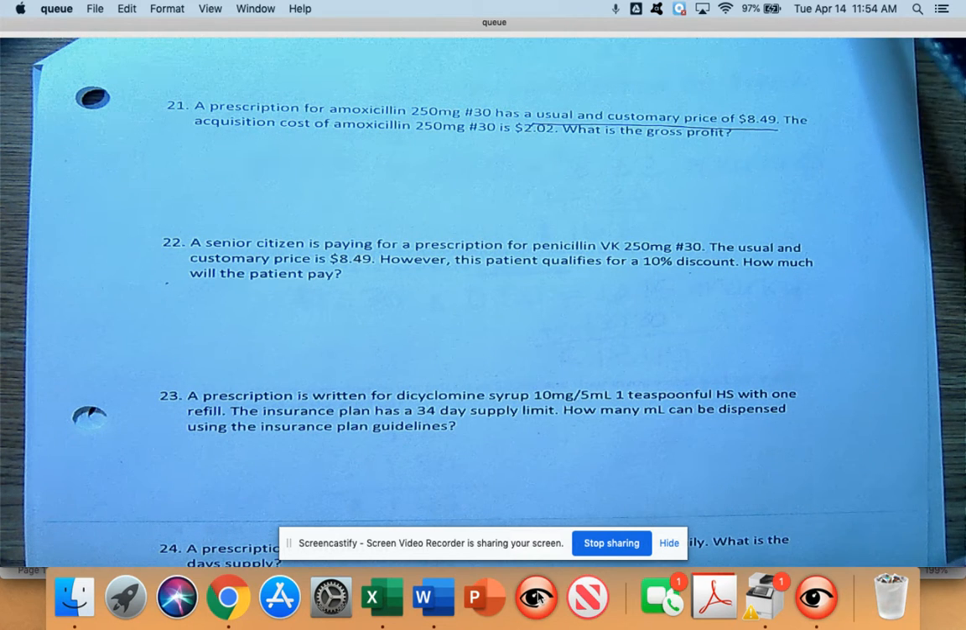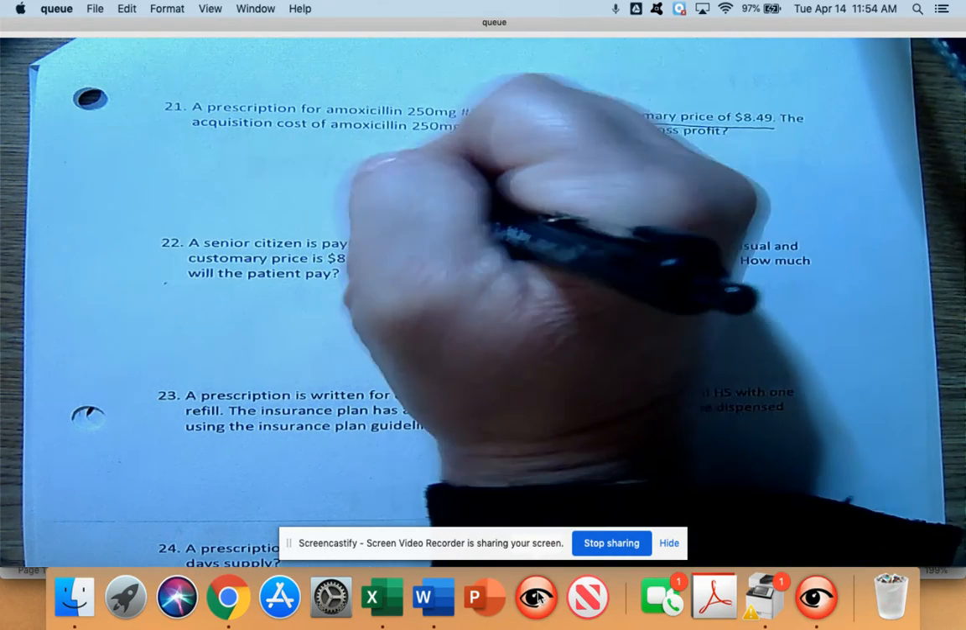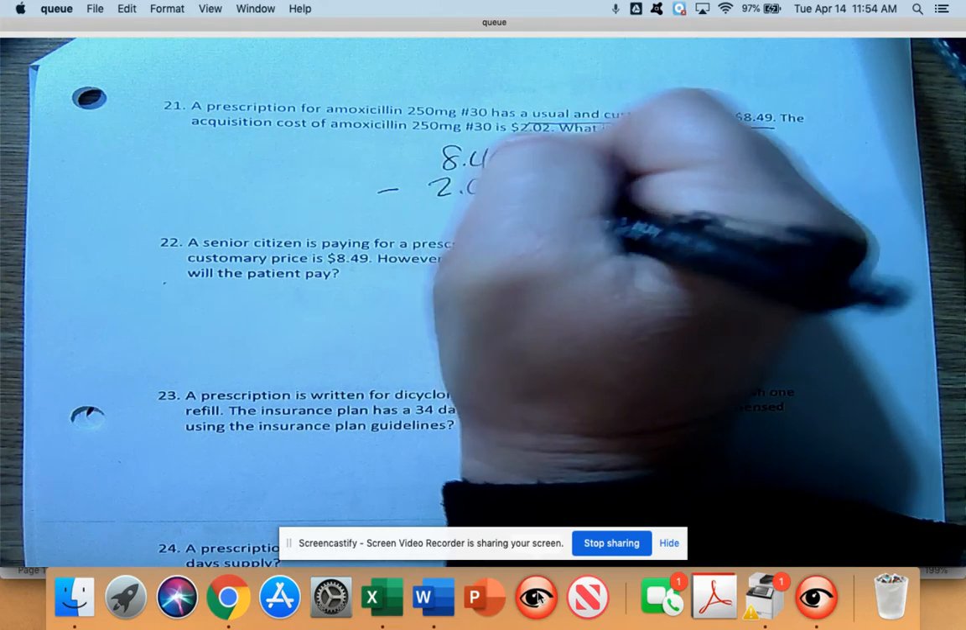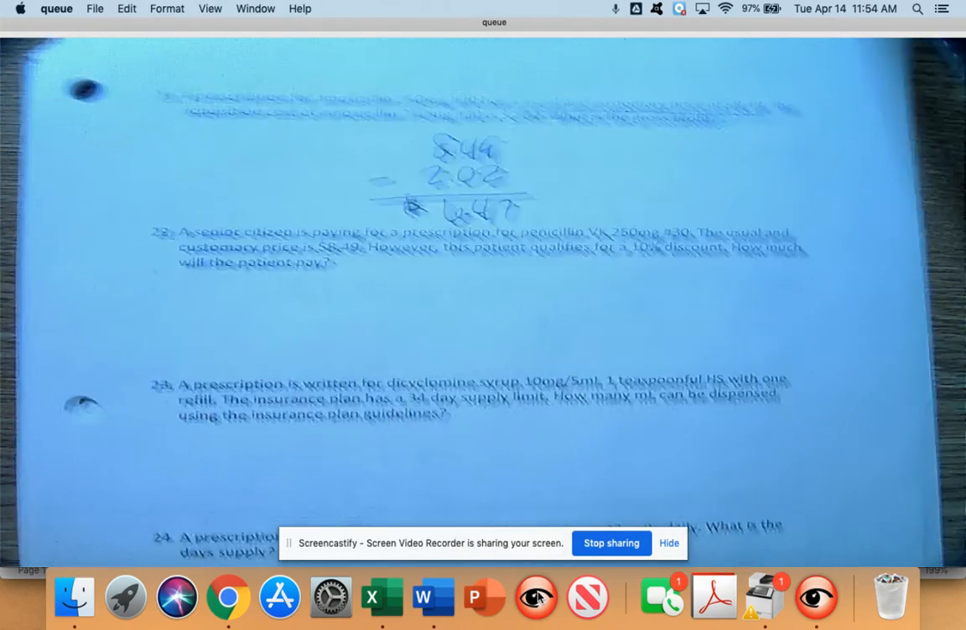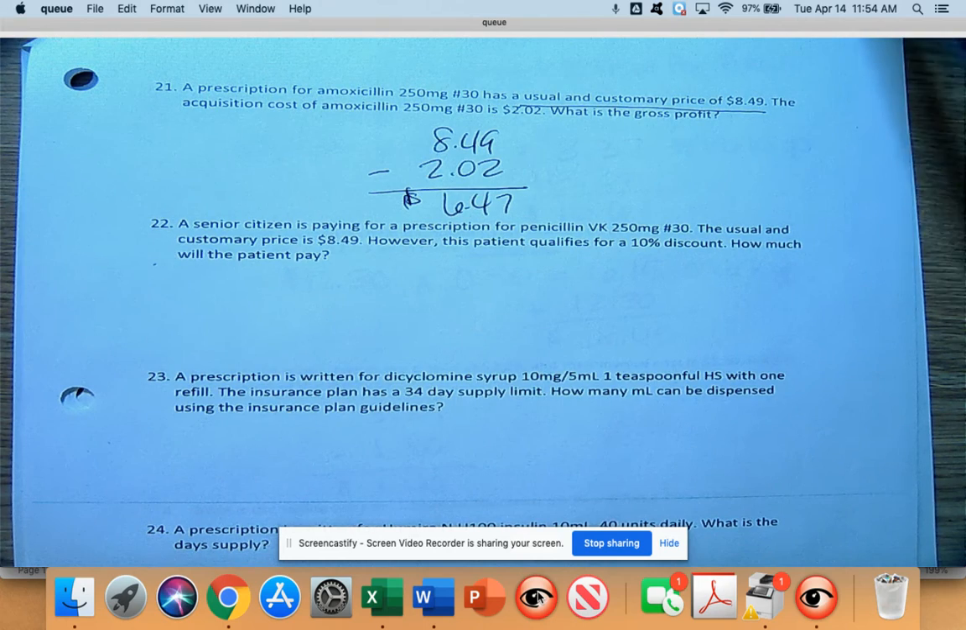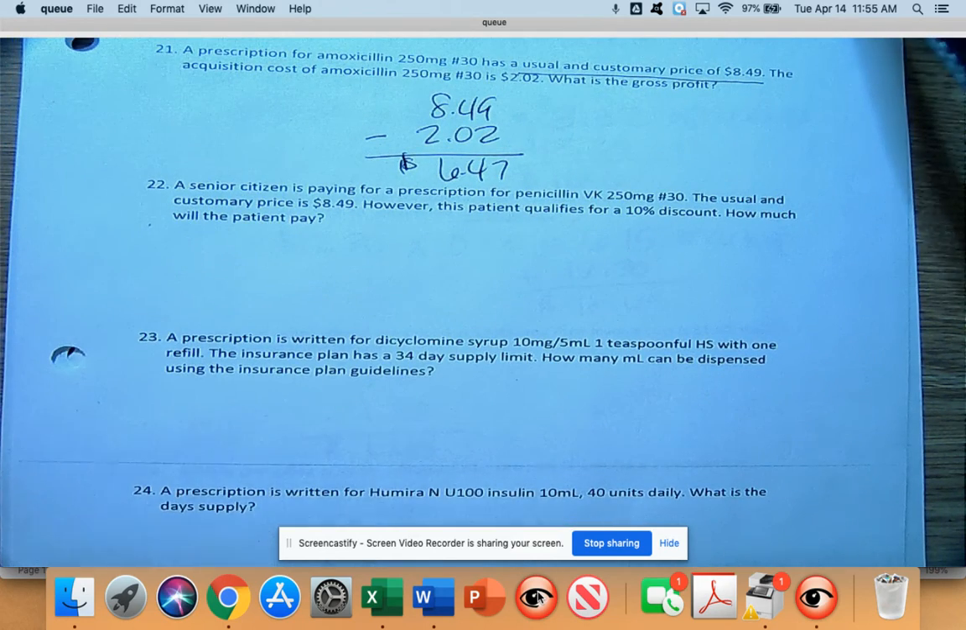The acquisition cost of the amoxicillin is $2.02. So acquisition cost is what we've acquired it at. It wants to know gross profit. So it's just a simple 8.49 subtract my 2.02 cost, and 6.47 would be the answer here. Pretty simple. Okay, 22 is the same kind of problem. I'm going to skip that one. If you need help, refer to my answer key. If you still need help, please let me know.